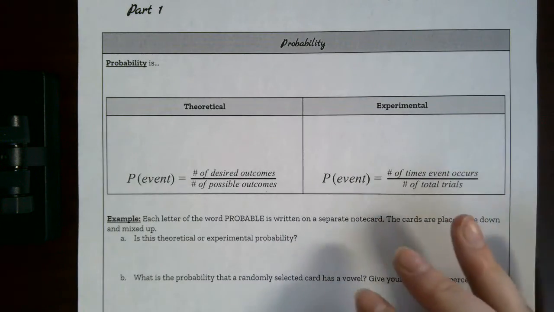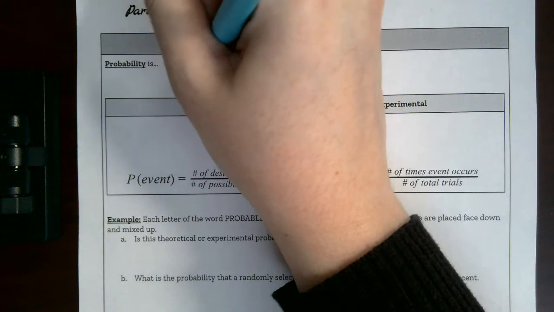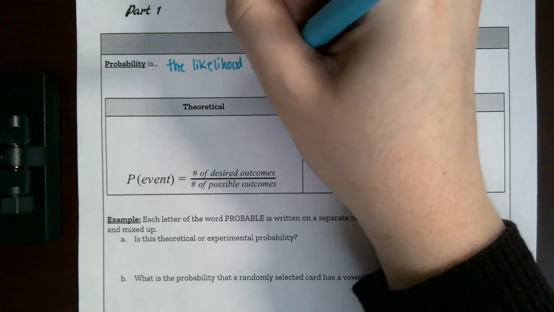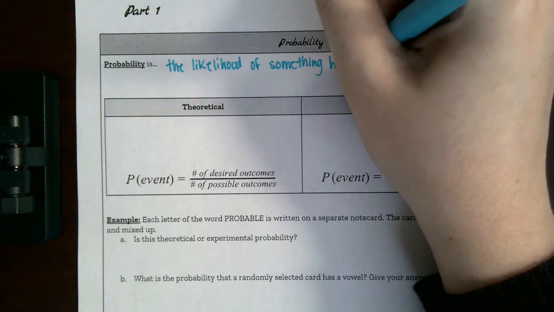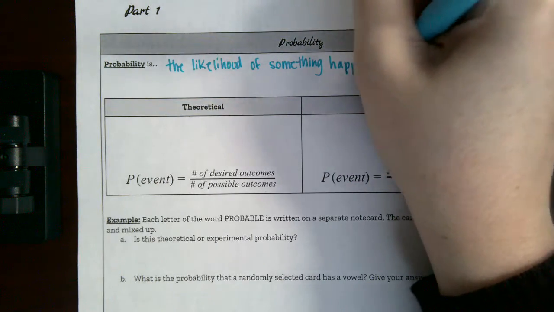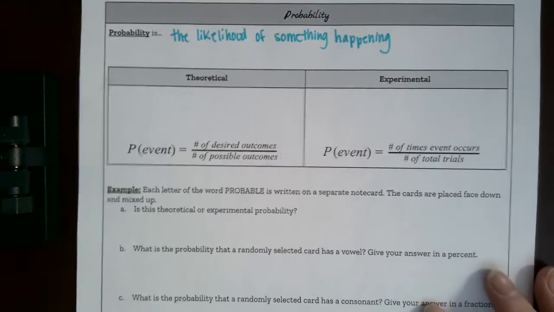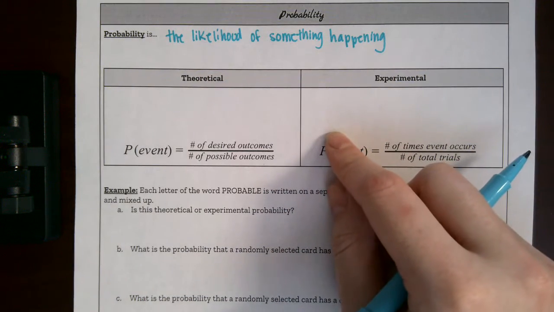So probability in general is the likelihood of something happening. So the probability of there being a snow day, or the probability of if you flip a coin, if it's heads or tails. It's just the likelihood that something will happen.